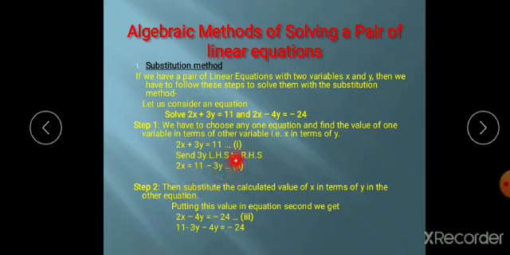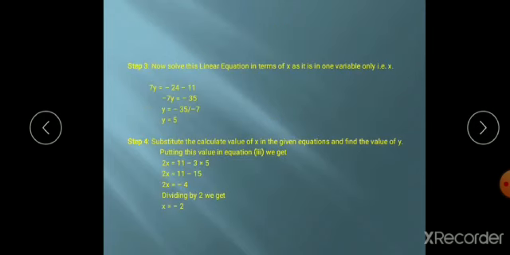You should remember that when you choose an equation, equation 1 or 2, and write x in terms of y, you should not substitute it in the same equation. You have to substitute in the other equation. If you choose the first one, you have to substitute in the second one. If you choose the second one, you have to substitute in the first one. Okay. This is the way of doing the substitution method.